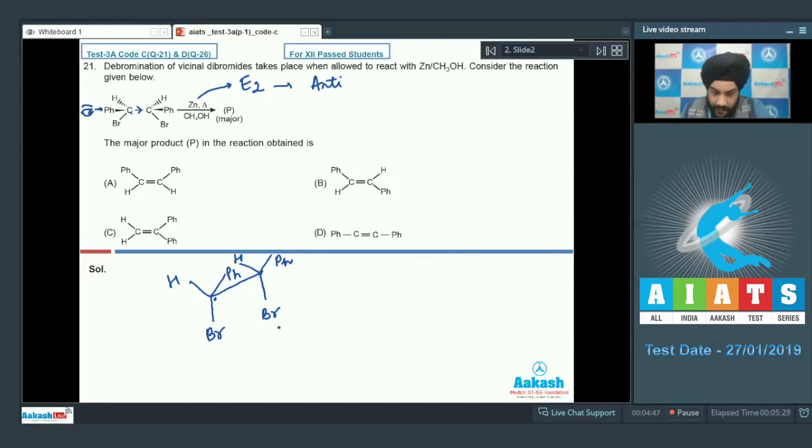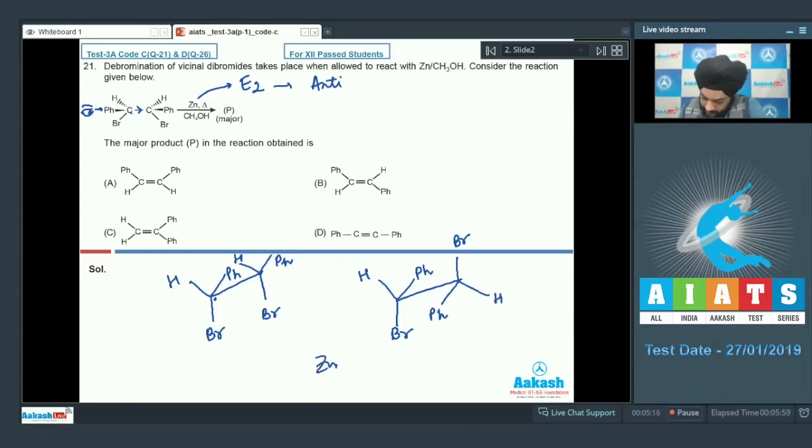We need the conformer in which the Br and the Br are anti. So we can rotate any one of these carbons. The relative configuration will not change as we are already dealing in the 3D projection. So this Br now comes at the top and we'll have the Ph on the left now and we'll have this H on the right.